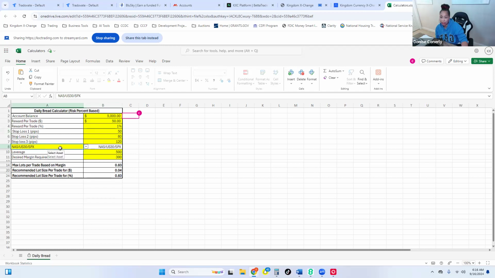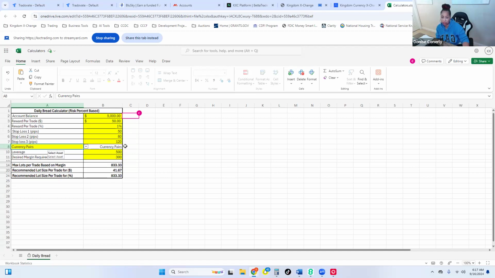Also, you need to click on this to say which asset you want. Are you trading one of the indices? Are you trading gold or JPY? Because they have a different point system, and the way the lot size is created is different. So you want to put in what that is. And then when you do that, it's going to calculate what your recommended lot size is.